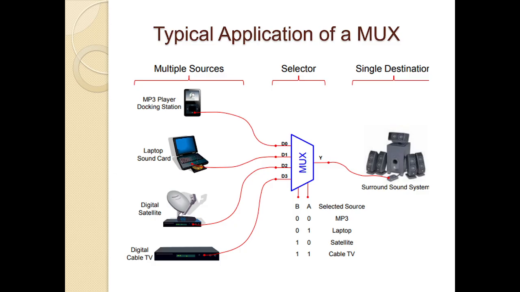So here we have many inputs and the output is 1. We have the selection lines in between the inputs and output. Based on the selection lines, the input is connected to the output. If the selection input is 0, 0, the MP3 player is connected to the sound system. If it is 0, 1, the laptop is connected. If it is 1, 0, the satellite is connected. If it is 1, 1, the fourth input is connected to the output.